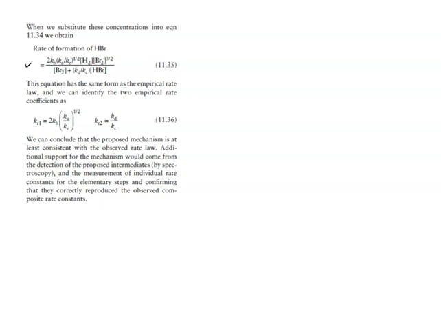This equation has the same form as the empirical rate law noted, and we can identify the two empirical rate coefficients as the following. We can conclude that the proposed mechanism is at least consistent with the observed rate law. Additional support for the mechanism would come from the detection of the proposed intermediates by spectroscopy and the measurement of individual rate constants for the elementary steps and confirming that they correctly reproduced the observed composite rate constants.